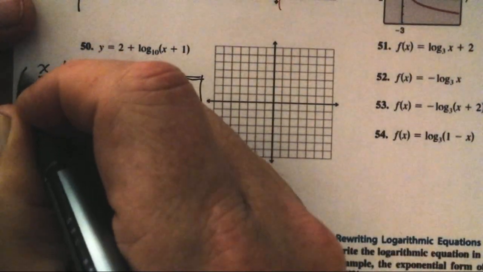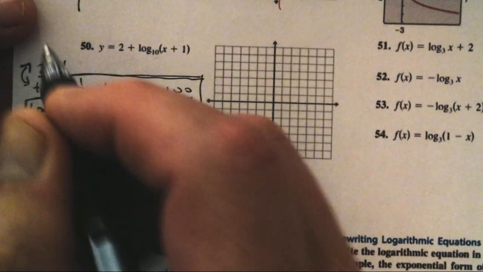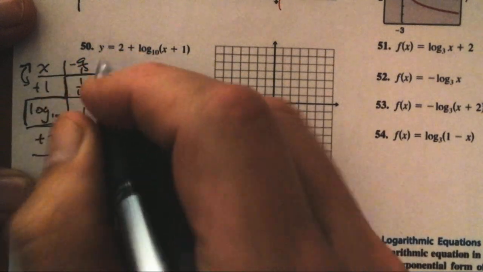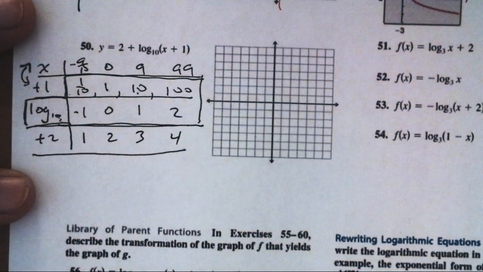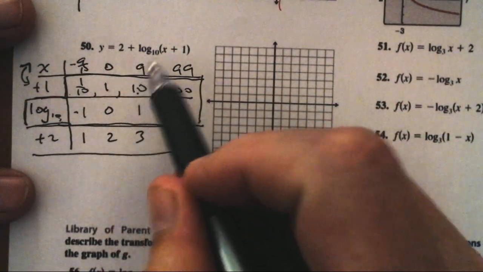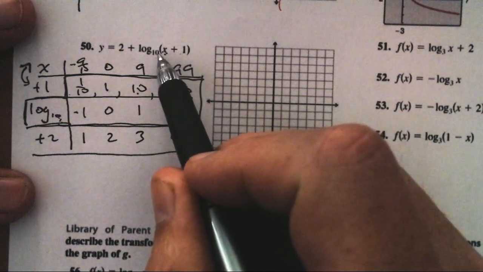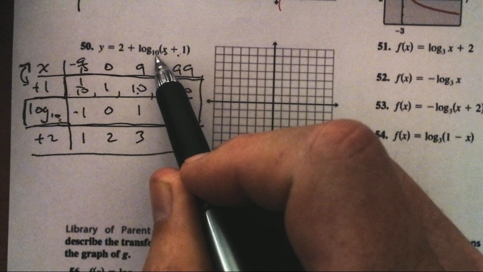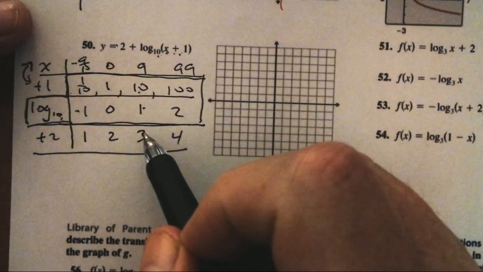But to get from row A to row B, I add 1, but I'm going backwards. I actually need to subtract 1. This would be -9/10. This would be 0. This would be 9, and this would be 99. Take a look. If I, for instance, choose 9 and put it in here, I get log base 10 of 9 plus 1, log base 10 of 10. Oh, that's the exponent that turns 10 into 10. That's 1. And then I just have to add 2 to it, 3.